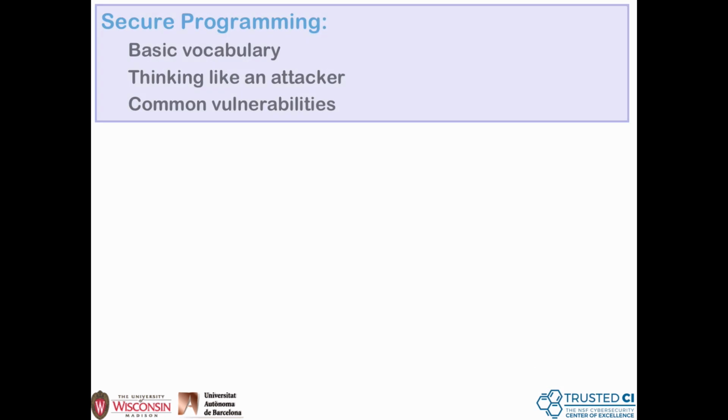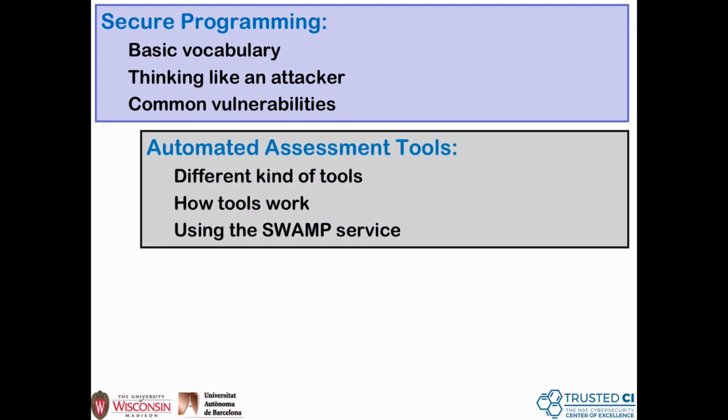So, this tutorial will get you started on building software with better defenses. The tutorial will start with some basic vocabulary, presenting terms that will help you focus on the key concepts being taught. We will continue by learning how to think like an attacker to get you in the right mindset, and then talk about some all too common software vulnerabilities. Next, we'll talk about automated assessment tools, that is, scanning tools that are available to help find flaws in your code. We'll introduce you to the different types of assessment tools, how these tools work, and their output and limitations.